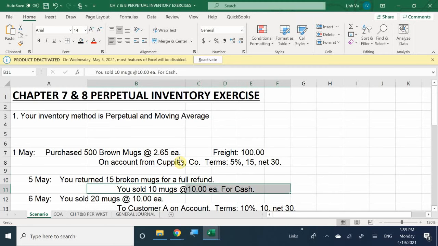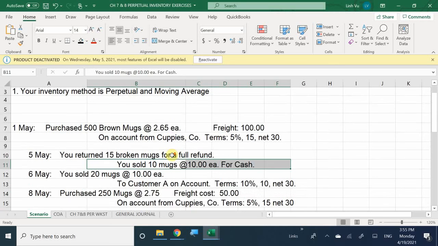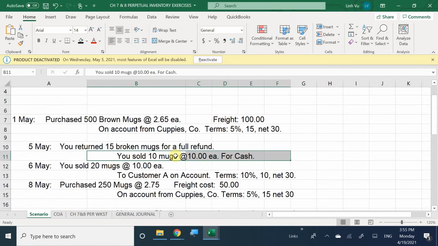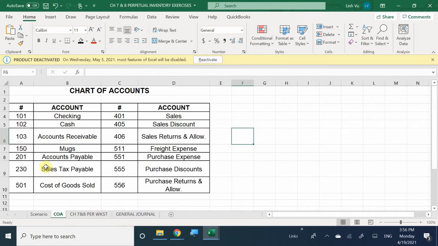Okay, let me just double check. So it doesn't say that you need sales tax, but if you want to practice it, go ahead and throw in sales tax for 8.25%. So in your chart of accounts, you do have a sales tax payable item. So go ahead and calculate that.